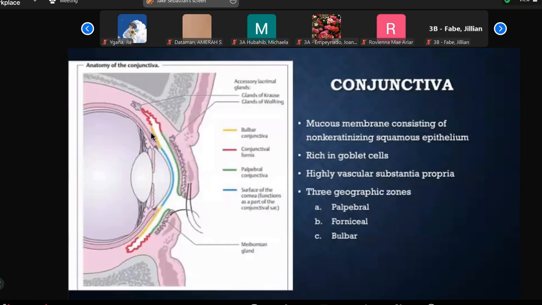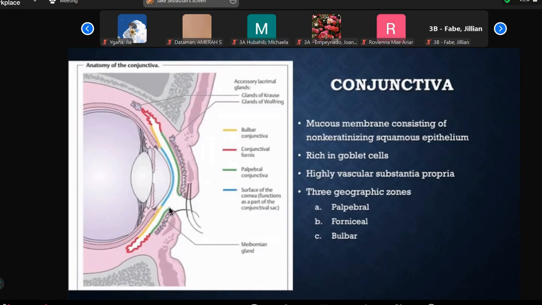So even the bulbar conjunctiva, for example, if you have a foreign body that's lodged in the conjunctiva, you will still experience some discomfort. This is because these areas are supplied by the anterior ciliary nerves. So the innervation is mainly coming from the ophthalmic division, still trigeminal. So the cornea is 1,000 times more sensitive than the conjunctiva, but the conjunctiva itself is also very sensitive.